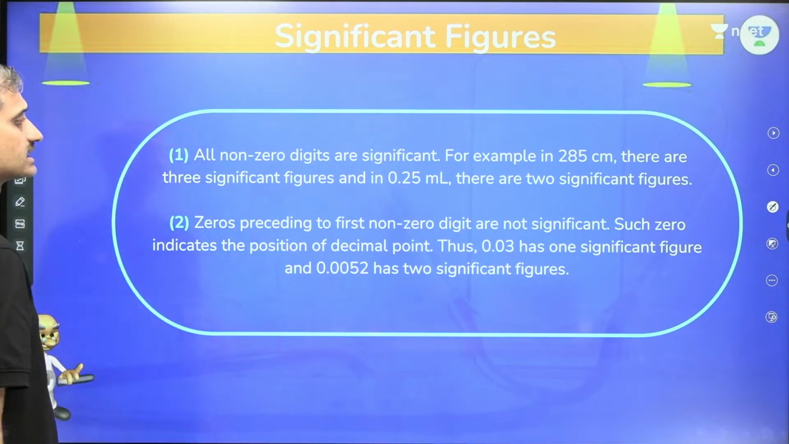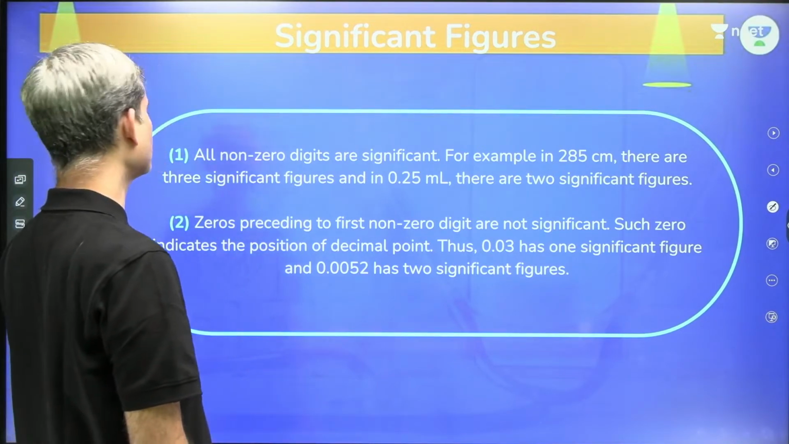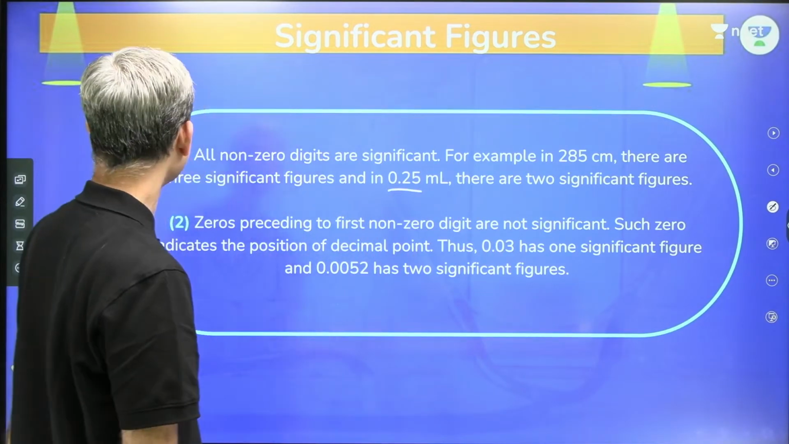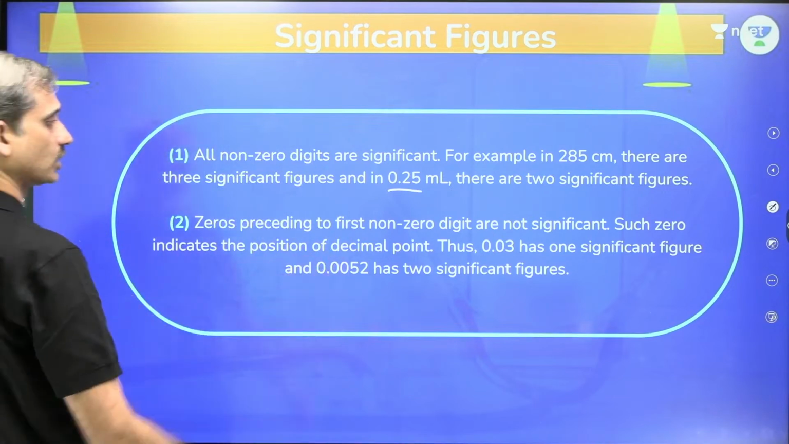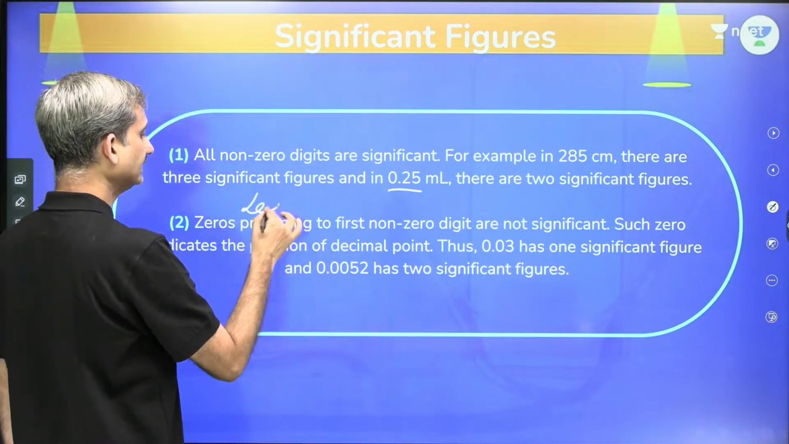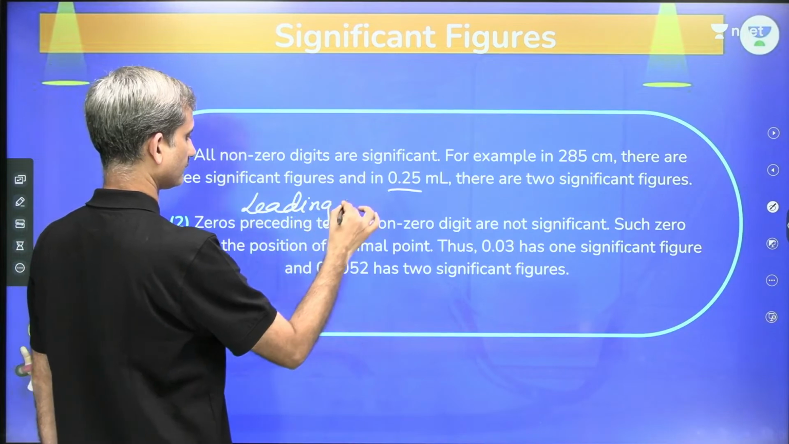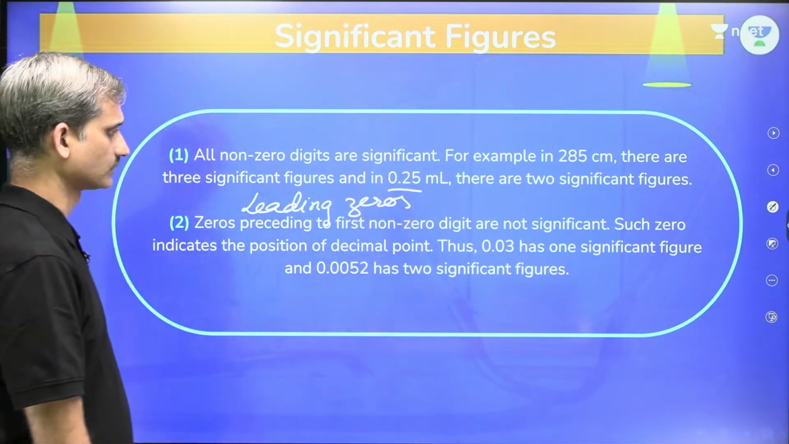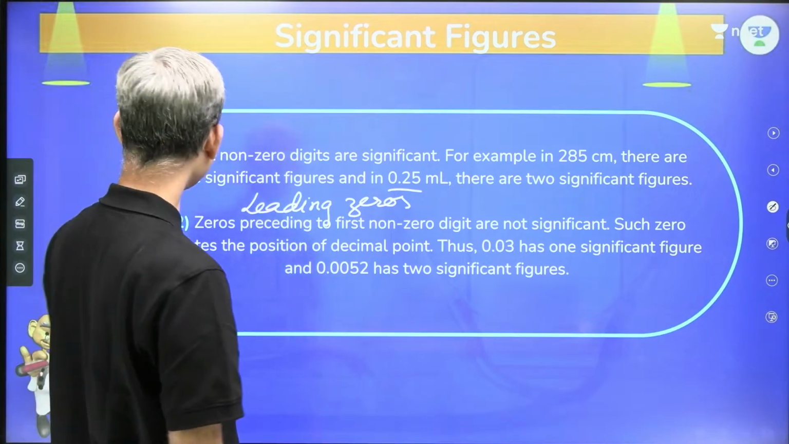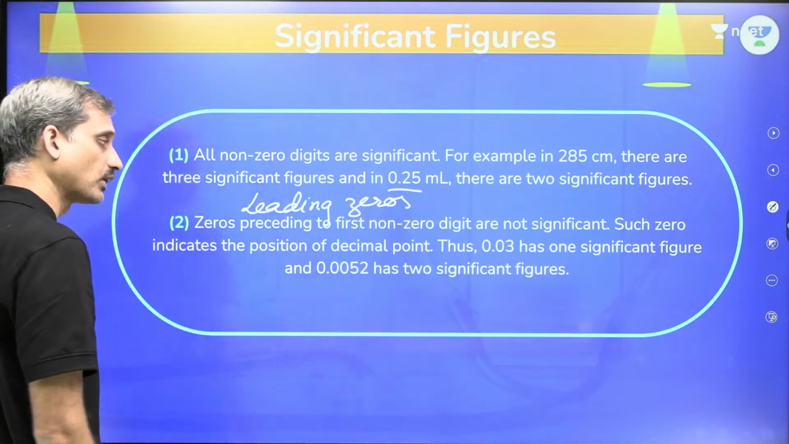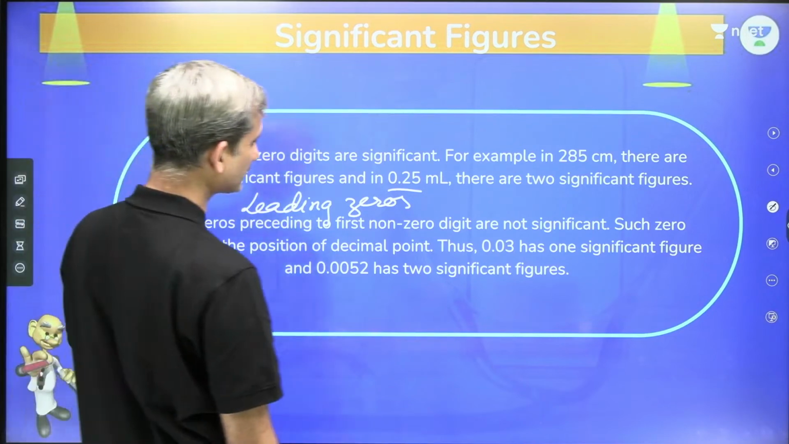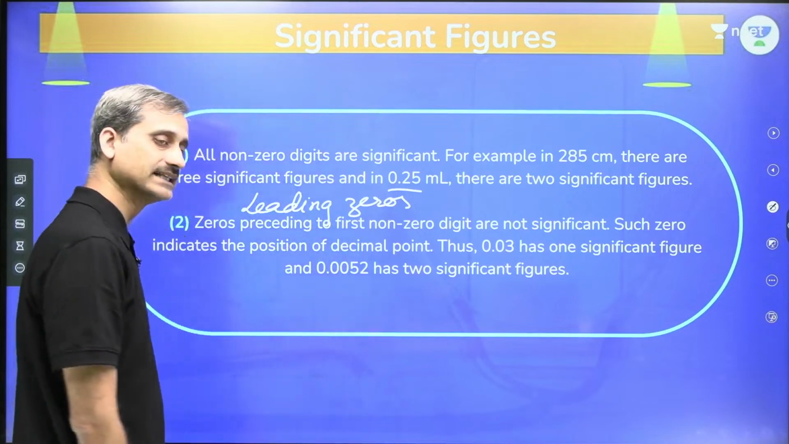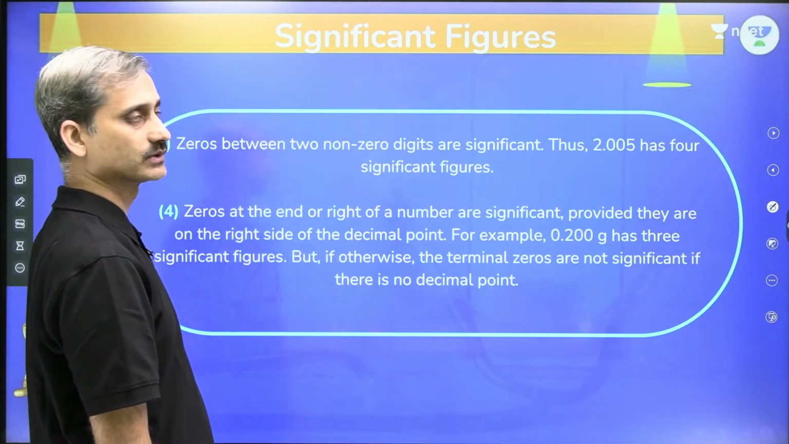All non-zero digits are significant. For example, in 285 centimeter, there are 3 significant digits, and 0.25 milliliter, there are 2 significant figures. Zeros preceding the first non-zero digit, that is leading zeros, are not significant. Whatever be the case, they are not significant. Such zeros indicate the position of the decimal point. The 0.03 has 1 significant figure and 0.0052 has 2 significant figures, because leading zeros are never significant, whatever be the case.